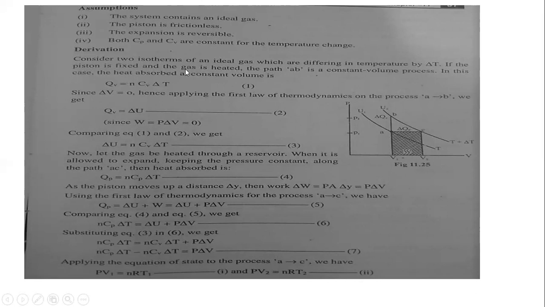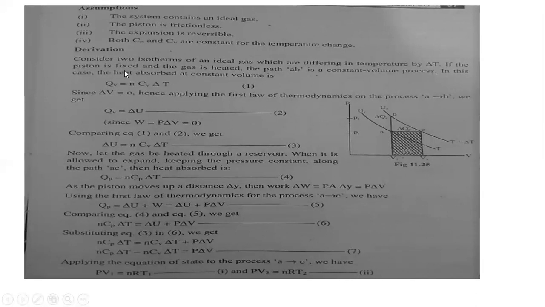Consider two isotherms of an ideal gas. Two isotherms you can easily see in the PV graph. On the x-axis there is volume and on the y-axis there is pressure, and we have two isotherms, two curves here. Consider two isotherms of an ideal gas which differ in temperature by delta T.